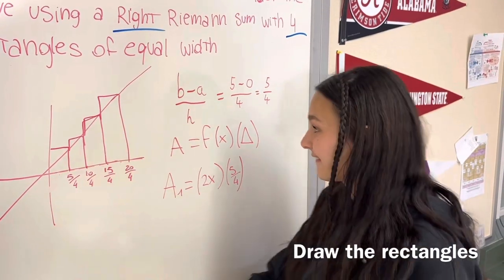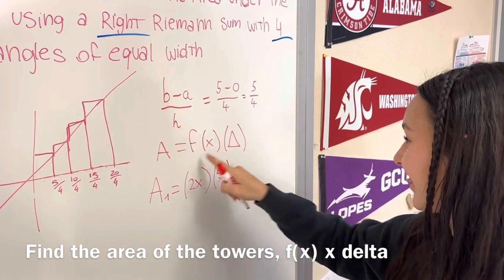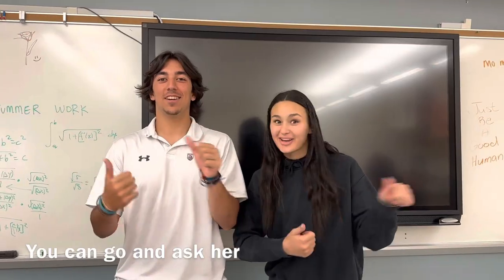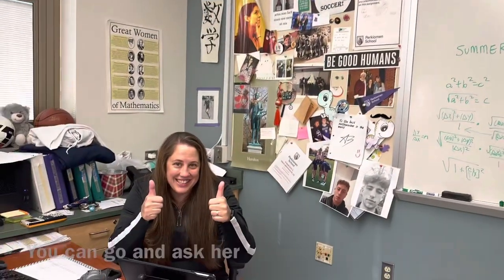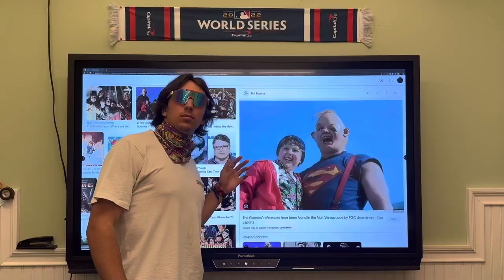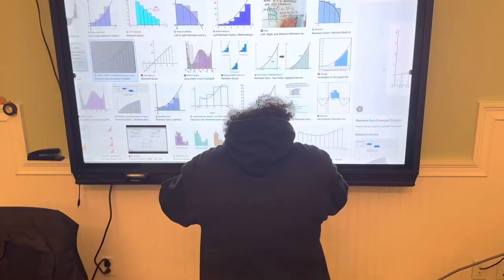Draw the rectangles, find the area of the towers. F of x and delta. You can go and ask her. This graph is a movie. I'll do it like the Goonies. Only between the endpoints. More rectangles, better than unit.